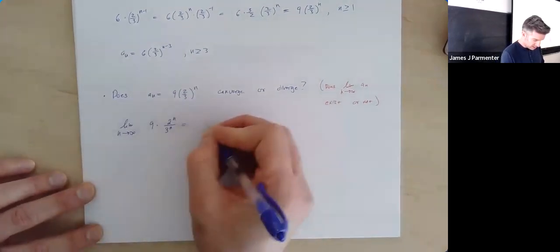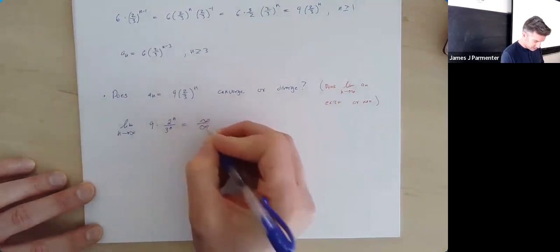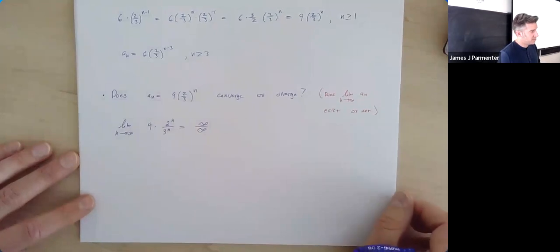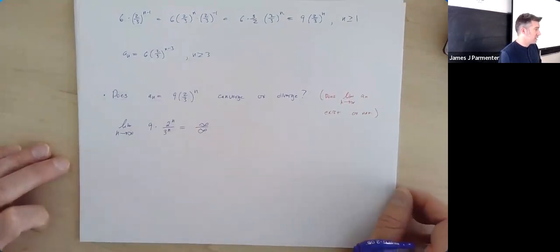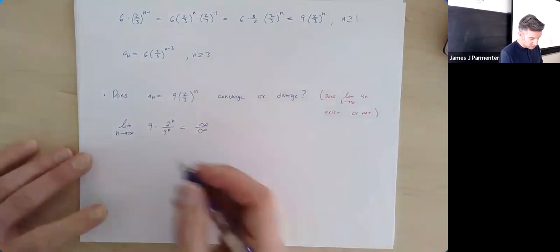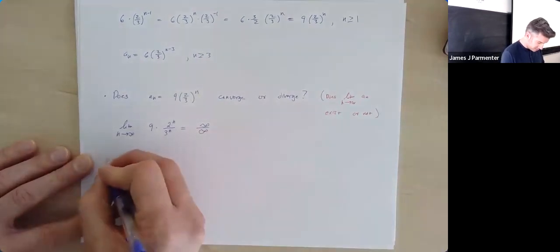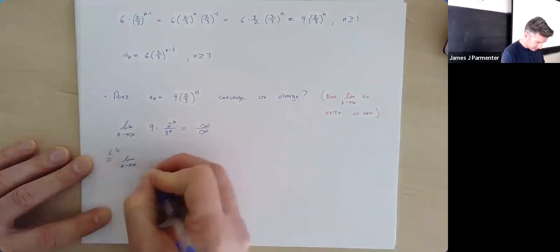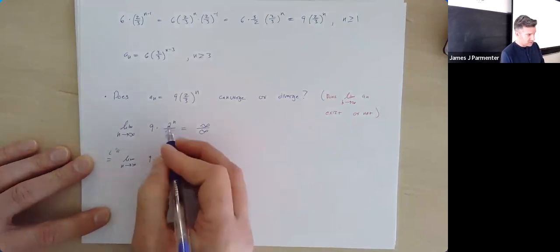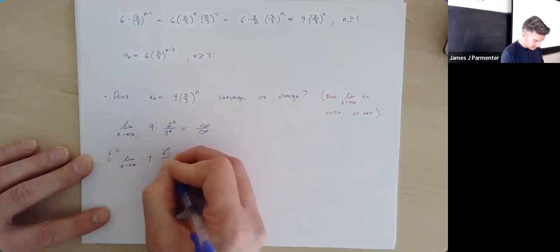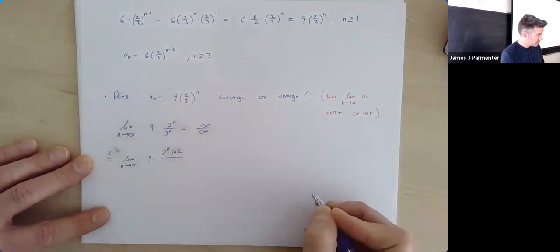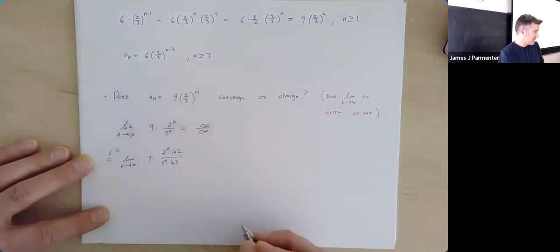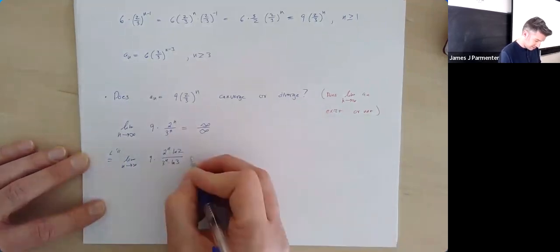And I will also point out, L'Hopital's rule doesn't actually help us here. You could apply L'Hopital's rule many times and still, well, in fact, I'll do it one time. If we did L'Hopital's rule, we get the limit as n goes to infinity of 9 times, the derivative of 2 to the n is 2 to the n times the natural log of 2. The derivative of 3 to the n is 3 to the n times the natural log of 3. It's still an infinity over infinity type.